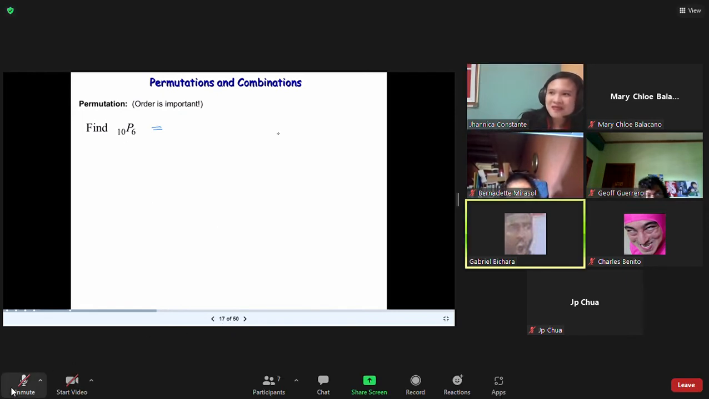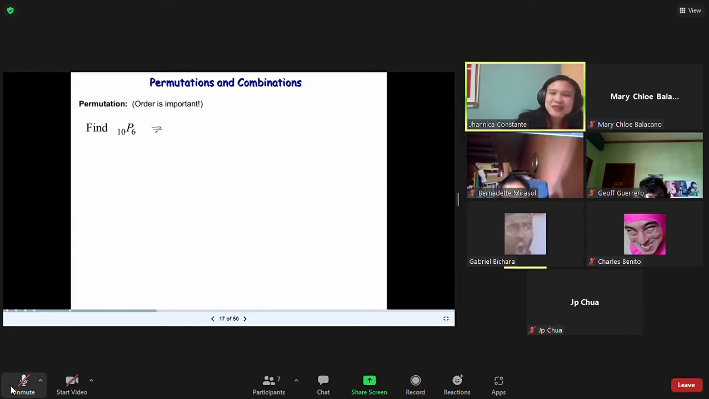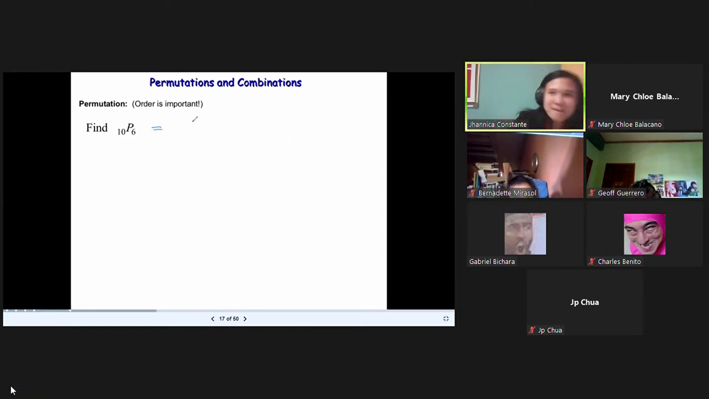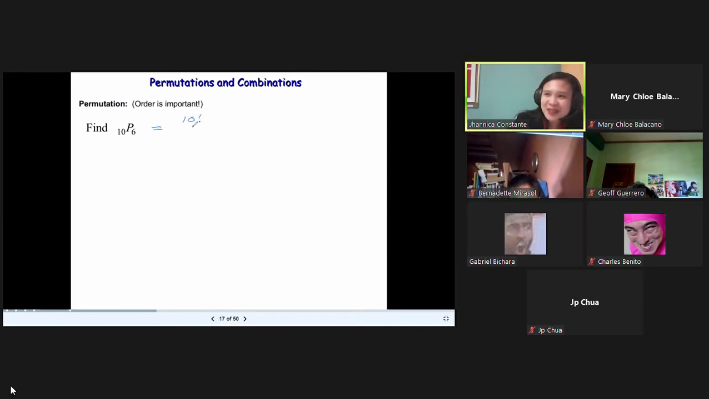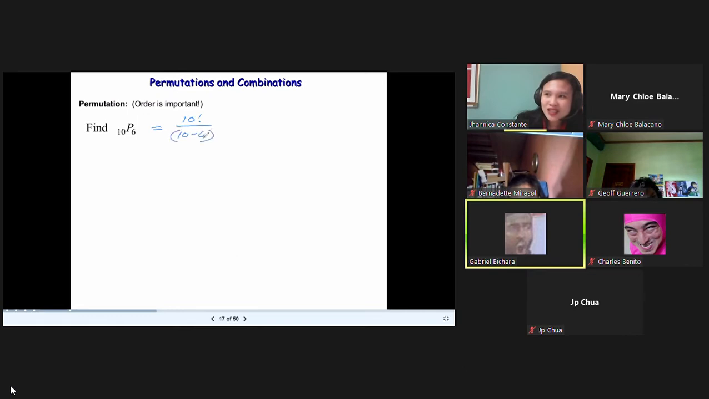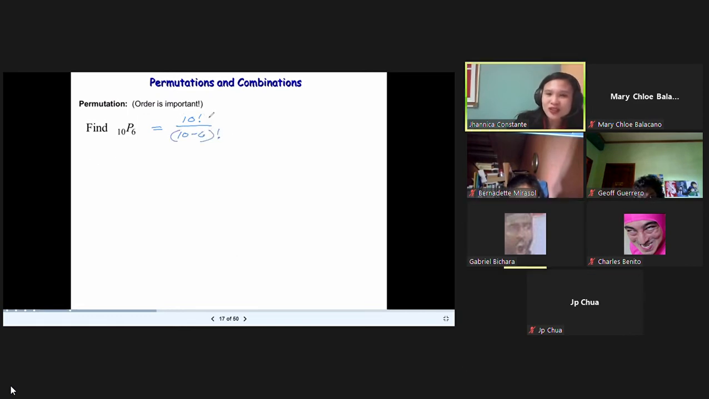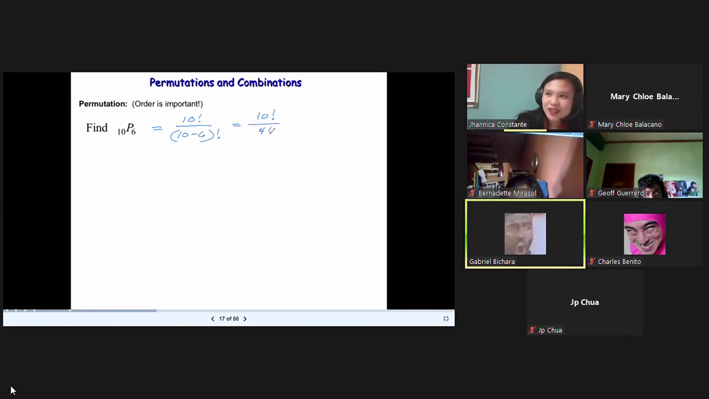What's on the calculator? How do I type that in exclamation form? Exclamation mark form. Just try to hit 10 exclamation over 10 minus 6 exclamation, for you to input it since you don't have a calculator. 10 factorial over 4 factorial.